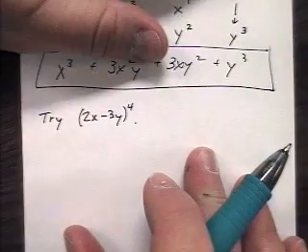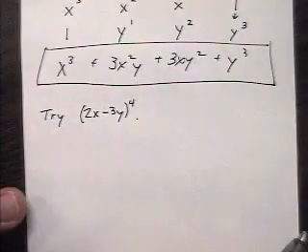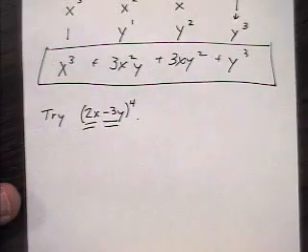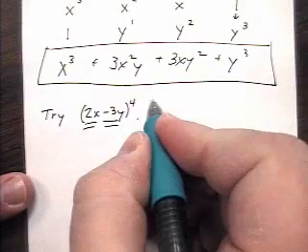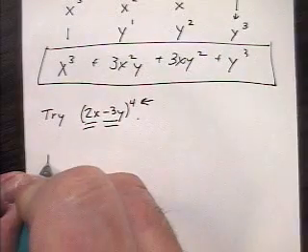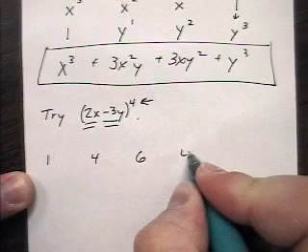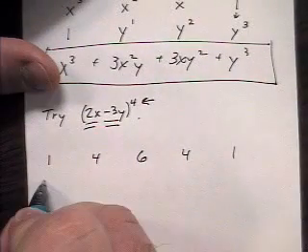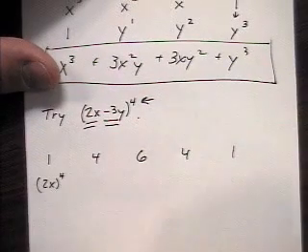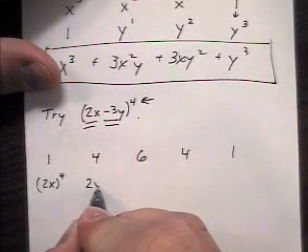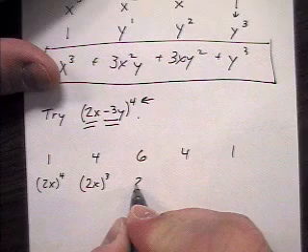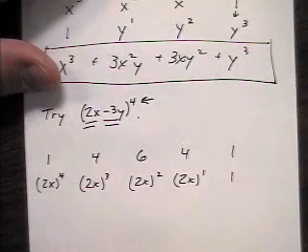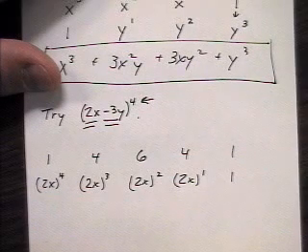Alright, let's try this. Now this is going to be a little bit more challenging, right? You have two terms, 2x and negative 3y. We need the fourth row of Pascal's triangle: 1, 4, 6, 4, 1. We've got 2x raised to the fourth power, 2x raised to the third power, 2x raised to the second power, 2x raised to the first power, 2x to the 0.